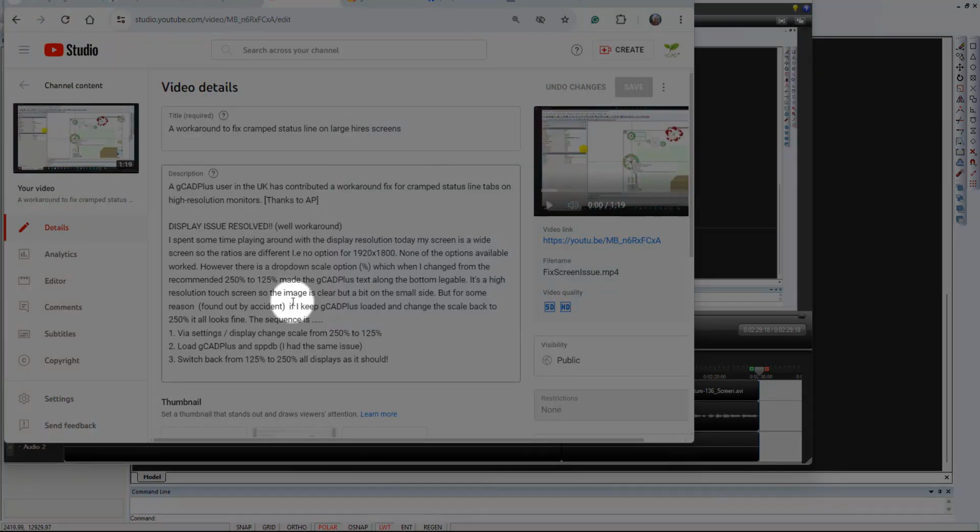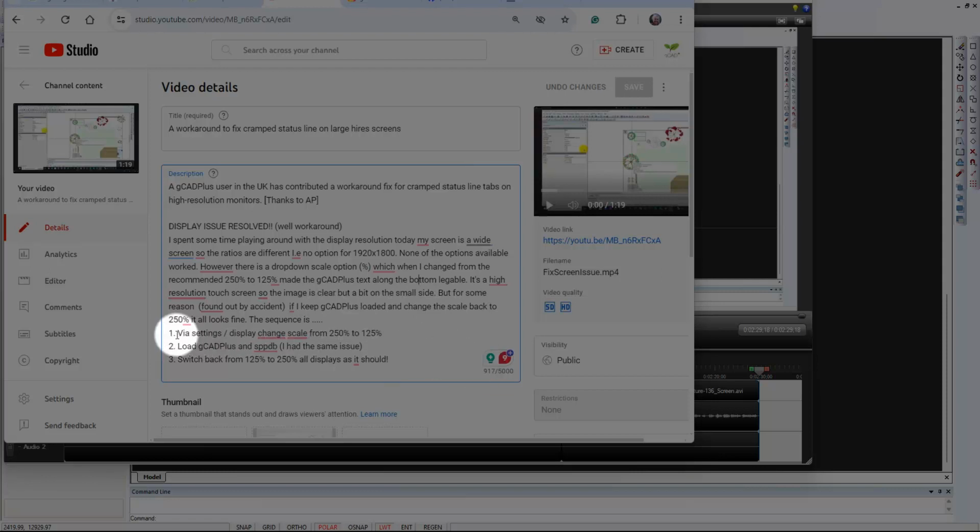We've had a third report of this sort of problem from a user in the UK, where he had a high resolution monitor and a system where the monitor was one of these landscape monitors, and he had a similar sort of issue, but also noticed that the problem was related to a scale option. In his case, it was a little weird that if he dropped the resolution while gCADPlus was running, he dropped the resolution to 125%, things came good, and for some reason found out by accident if he kept it loaded and changed the scale back to 250, it looked fine.